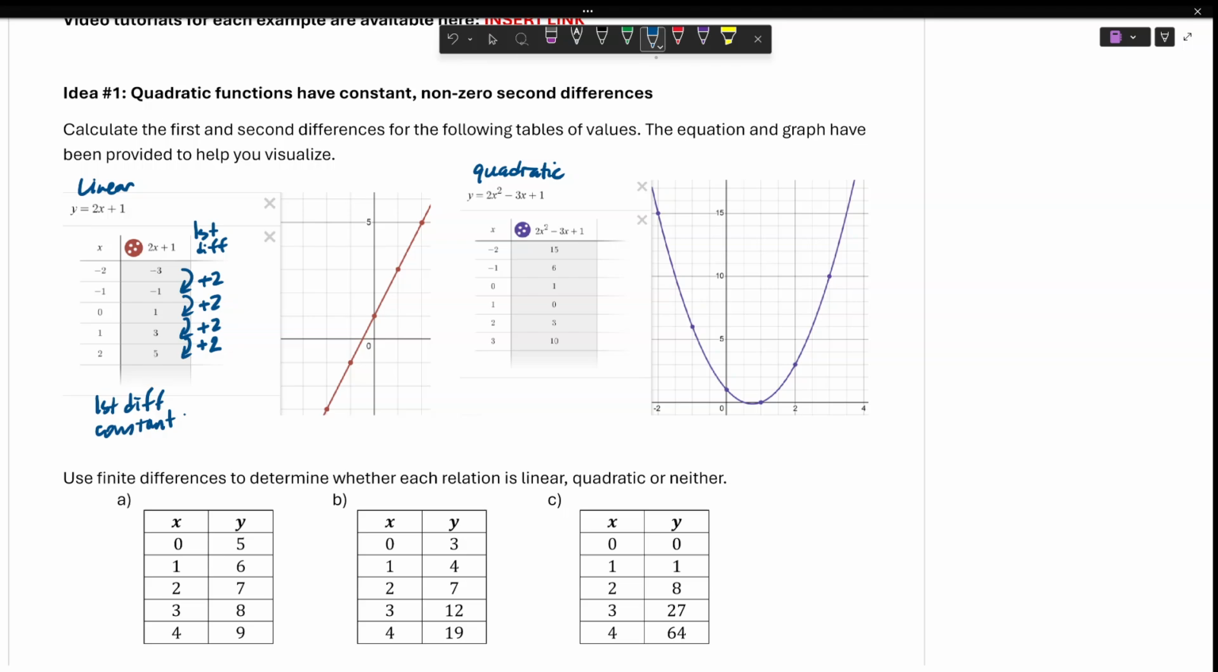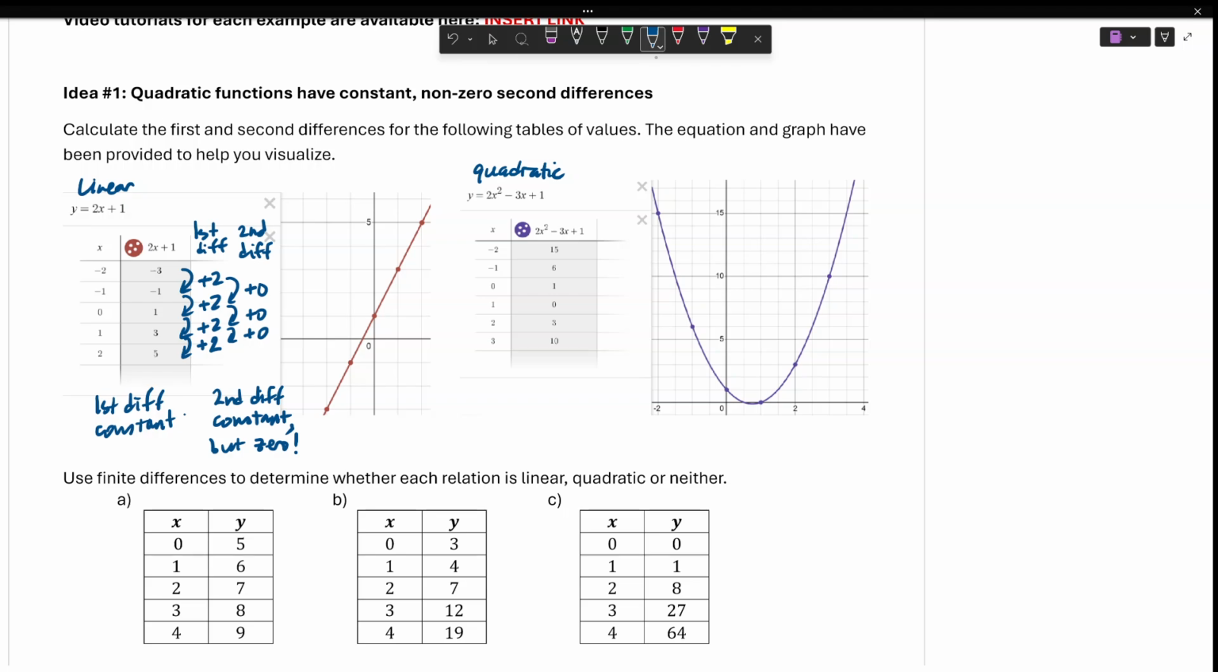Okay. Now, if you do your second differences, which are like the first differences of the first differences, to go from 2 to 2, you add 0. And that's true all the way through. So the second differences are also constant. They don't change, but they're always 0. So that's for a linear function.